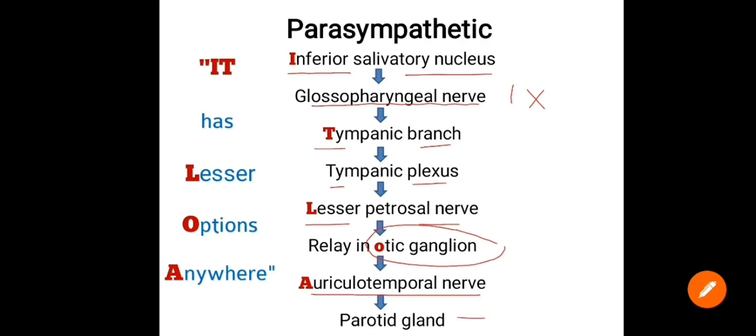So for you to remember this, we have this mnemonic or a sentence, that is, "It has lesser options anywhere." So I is for your inferior salivatory nucleus, and then there's a glossopharyngeal nerve. You have to remember that, the 9th cranial nerve. Okay, and then T is for tympanic branch, and then the tympanic plexus, and then L is for the lesser petrosal nerve, O is for the otic ganglion, and A is for the auriculotemporal nerve, and finally it is supplying your parotid gland.